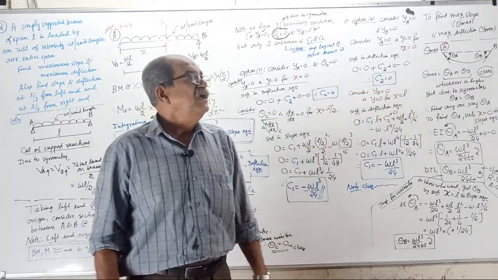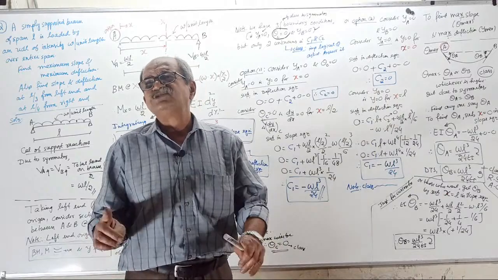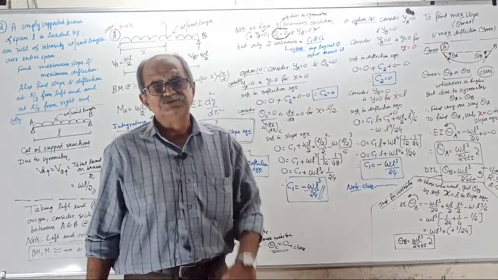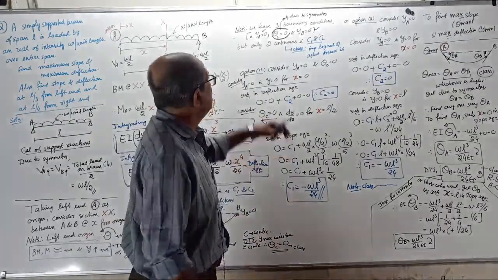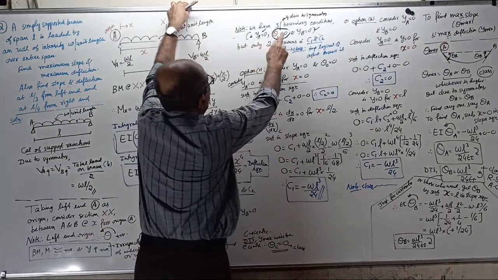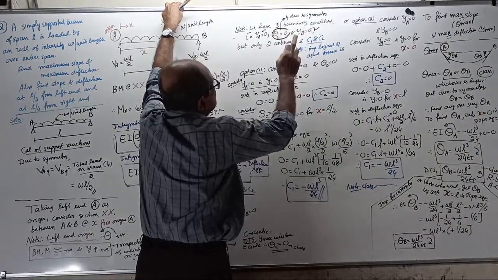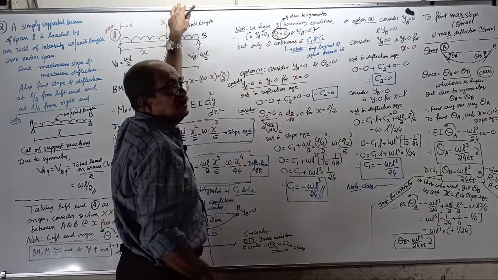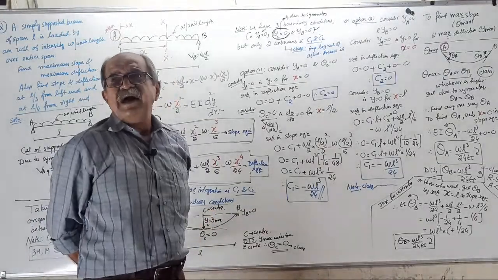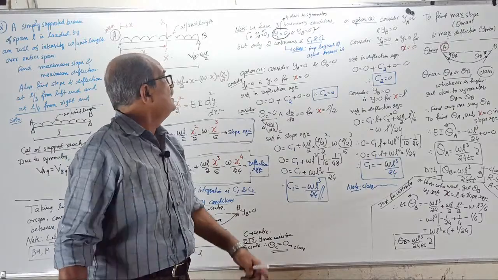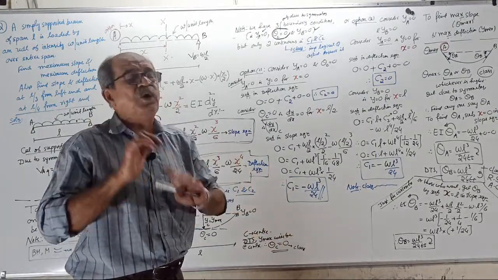I told you, if two unknowns are there, there should be only two equations. Third equation is not possible. But here, two unknowns, which ones? C1, C2. Three conditions. Logical question. Therefore, as per my statement, it is nonsense. It is not nonsense. I will give you the hint.